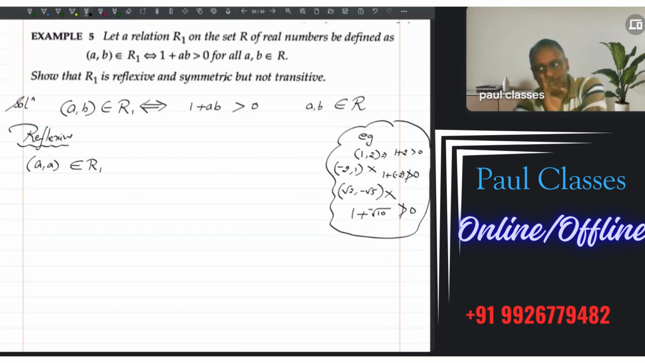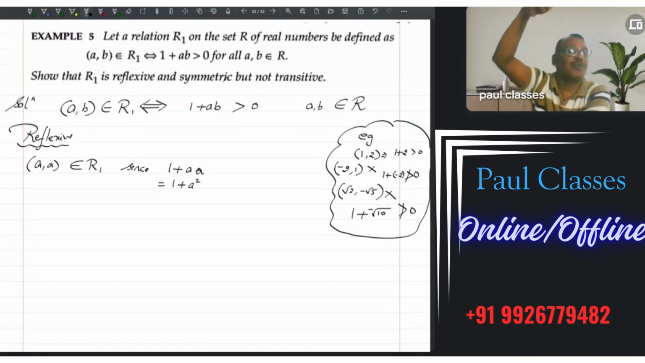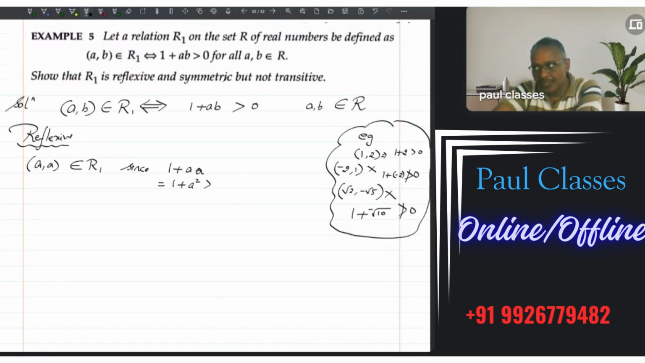Why am I so sure of it? Because 1 plus A into A means 1 plus A squared. Any real number, I'm not talking about imaginary numbers, I'm talking about real numbers. Any real number, its square is always positive. Add a 1 to it, it will become greater than 0 for sure. Since this number is always greater than 0, so R1 is reflexive. Right. Let's come to transitive.